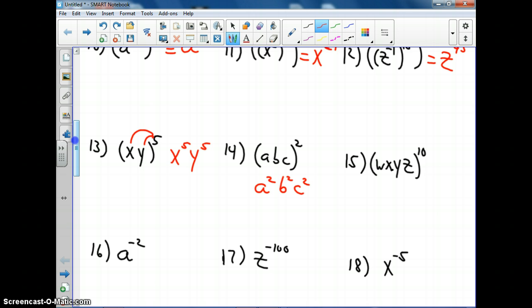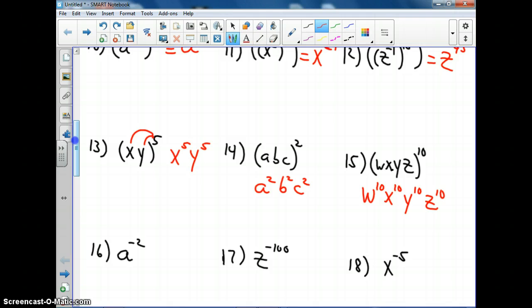What do you get? W to the 10, x to the 10, y to the 10, and z to the 10. There you go. That's how easy it is. Once again, you just distribute the powers. Anybody lost once again? Anybody got any questions so far?